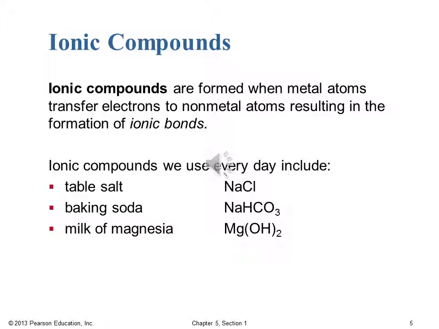Each of those substances is quite toxic. Sodium chloride, it's not great for you in large amounts, but we do need a little bit of it every day. Baking soda is another example of an ionic compound, sodium hydrogen carbonate, and then milk of magnesia, magnesium hydroxide.